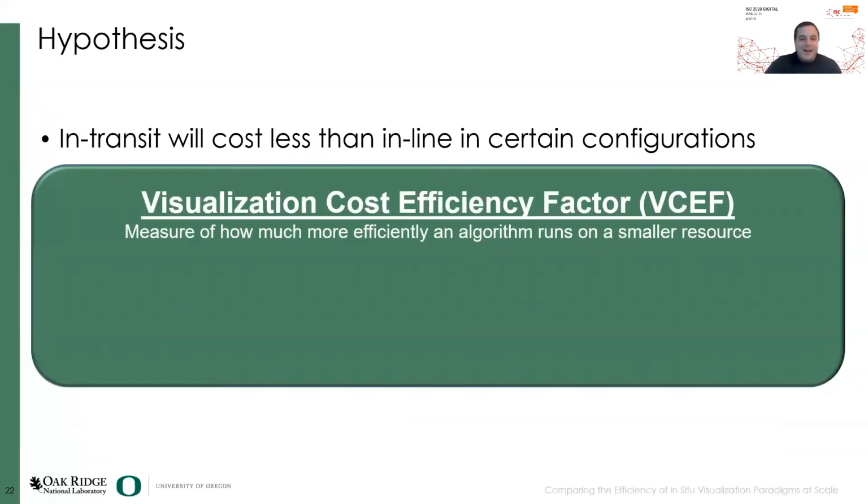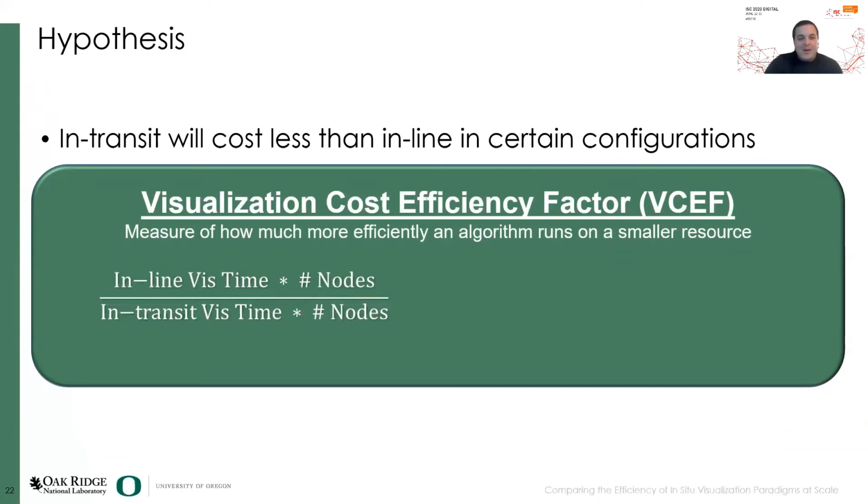The main finding we have in this paper is something we termed VCEF, or the Visualization Cost Efficiency Factor. This is a measure of how much more efficiently an algorithm runs on a smaller resource. The way this is calculated is we have our inline visualization time multiplied by our number of nodes, divided by our in-transit visualization time multiplied by our number of nodes used for in-transit visualization.